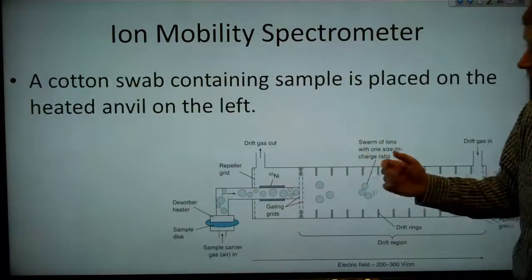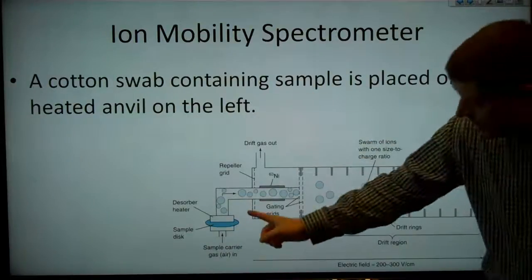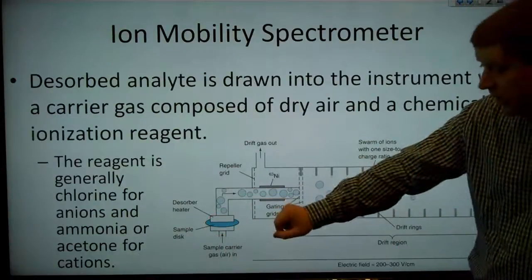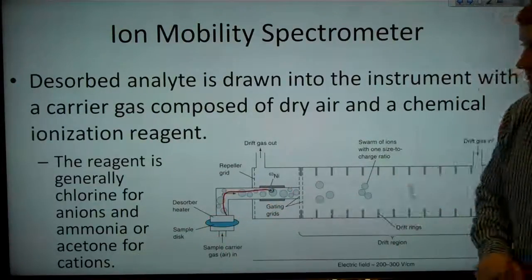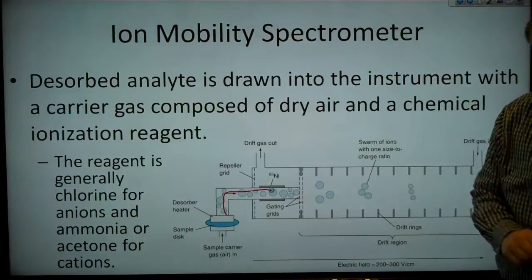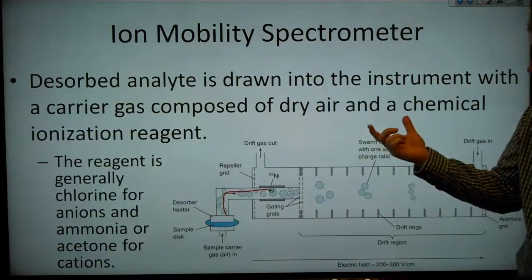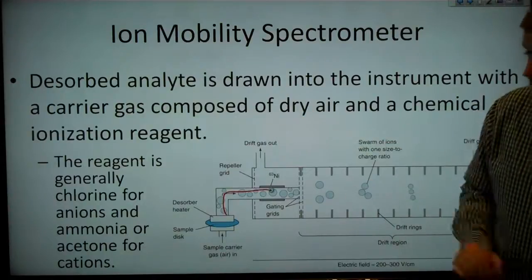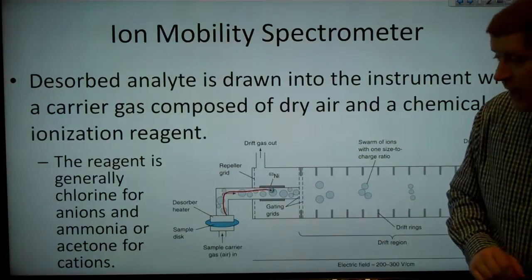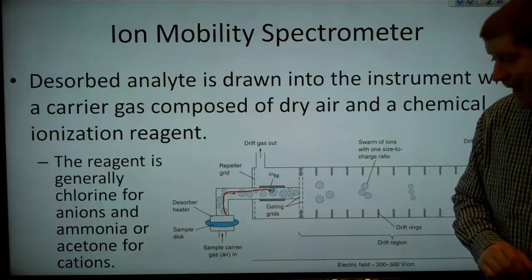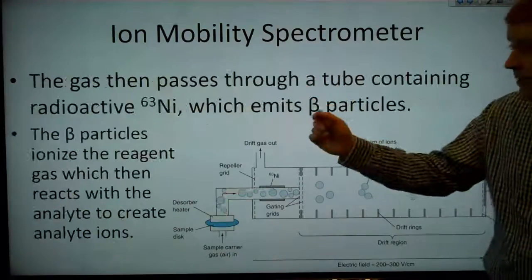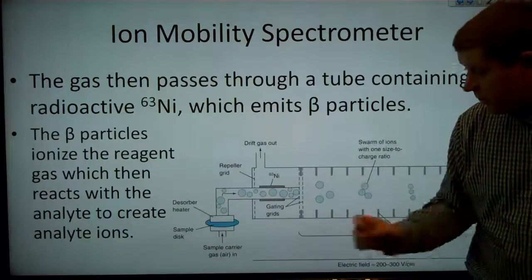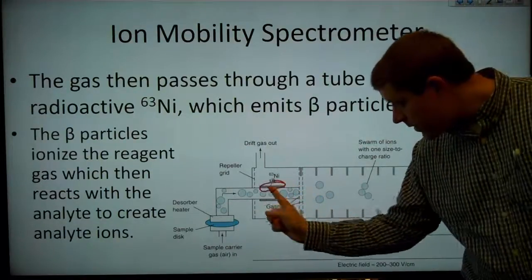So, a cotton swab containing a sample is placed on the heated anvil over here to the left. The analyte that is desorbed from that sample travels up and into the instrument with a carrier gas that's composed of dry air and a chemical ionization reagent. That reagent is generally chlorine for anions and ammonia or acetone for cations. So the gas then passes through a tube containing the radioactive nickel-63. So we have that here.